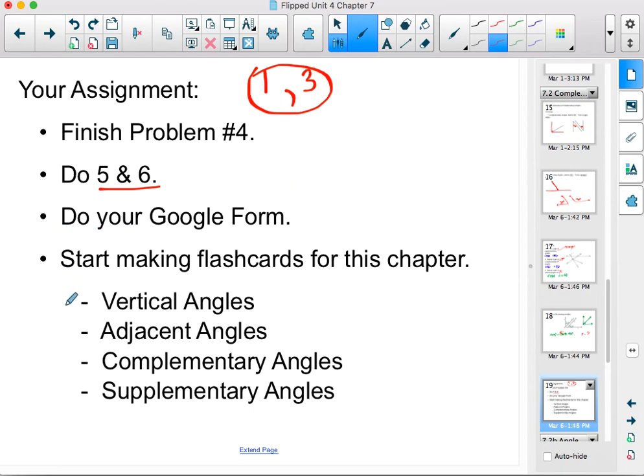And if I were you, I'm suggesting making some flashcards to start studying these angle pairs. We've already covered vertical angles, adjacent angles, complementary, and supplementary. We are still getting more angle pairs in the future, so make sure that you know all of that vocab. And a good way to do that is to study with flashcards. All right, that's all for today.